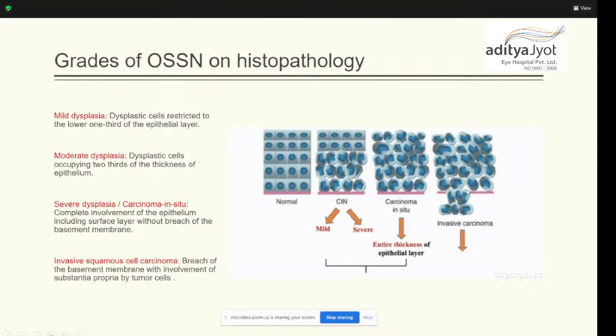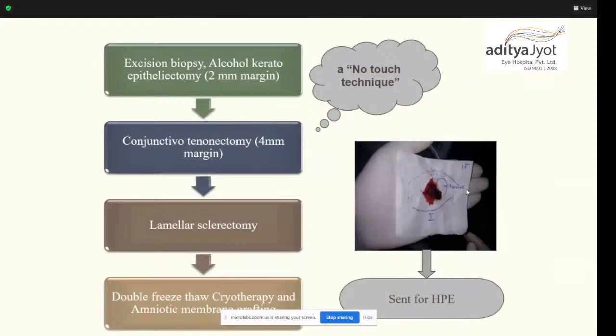And this is when we start a post-operative topical chemotherapy. So what is this technique called? It's called the Shields no-touch technique. So there are 6 steps to it. One is you do the excision biopsy.